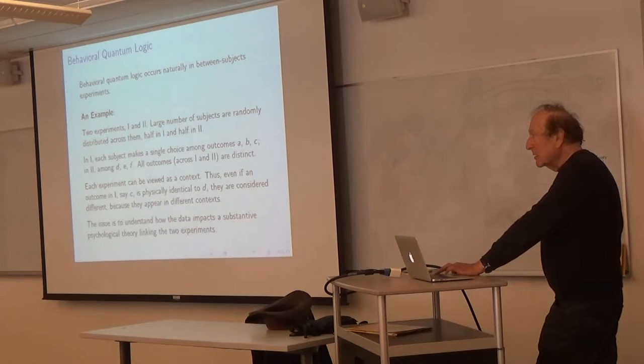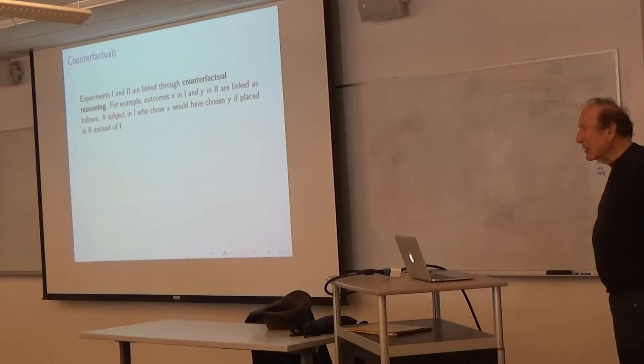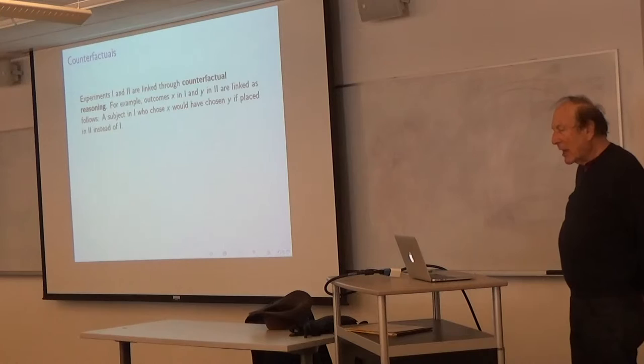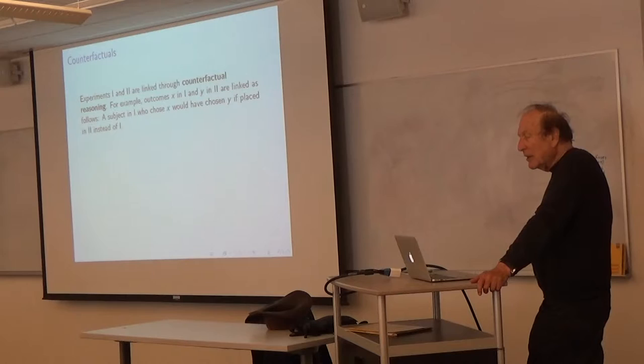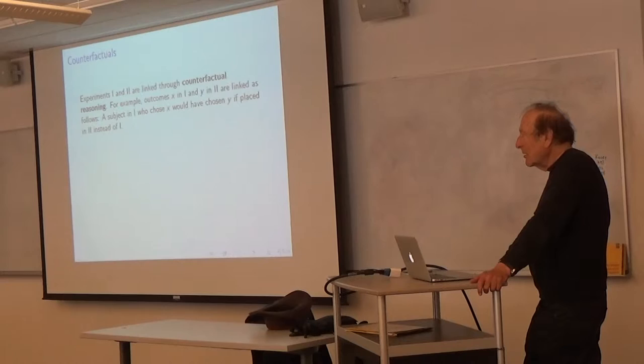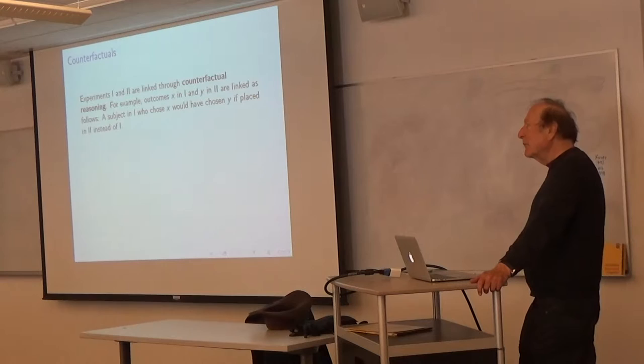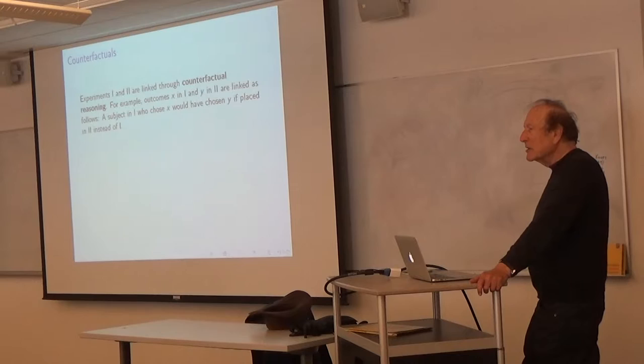So experiments are linked by theory. Experiments one and two are linked through counterfactual reasoning. This is the only way I see you can really link them. For example, outcome X in one and Y in two can be linked as follows: a subject in one who chooses X would have chosen Y if placed in two instead of one. So I'm saying that these are subjects, they're in one experiment, they could be in the other experiment. We're looking at what they could have done, or actually would have done, if put in the other experiment, and putting that in our theory. That's what our theory is about. That's the only way you can glue together these subjects in different experiments.